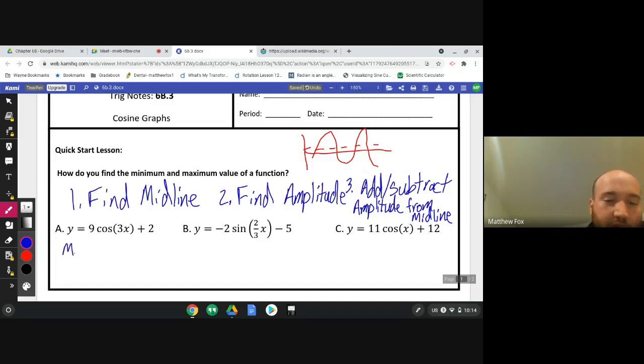We know that the midline is 2. The amplitude is 9, which means it goes 9 above 2. That would give us 11. It goes 9 below 2, so 2 minus 9 gives us -7.